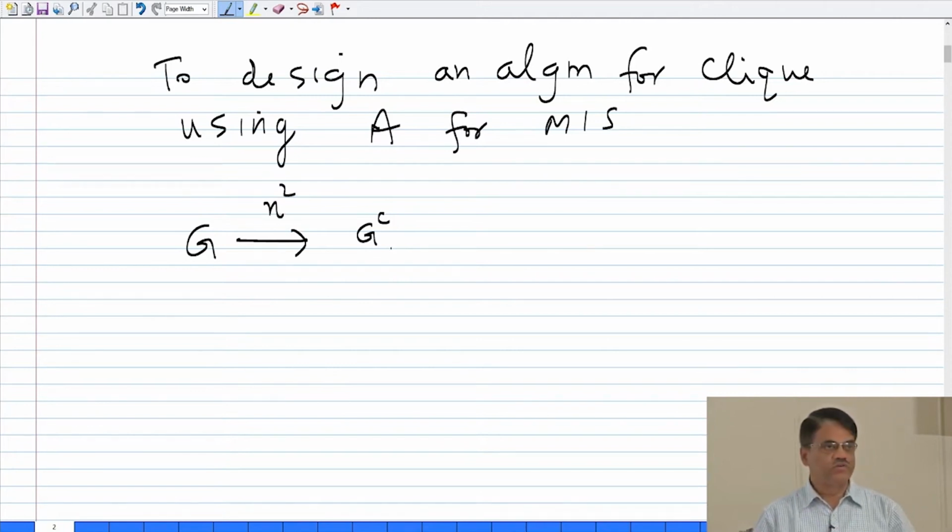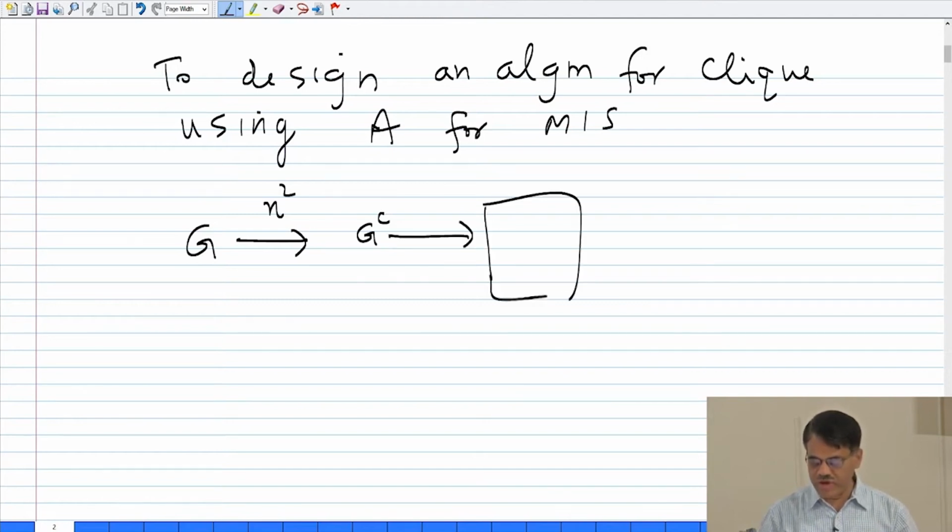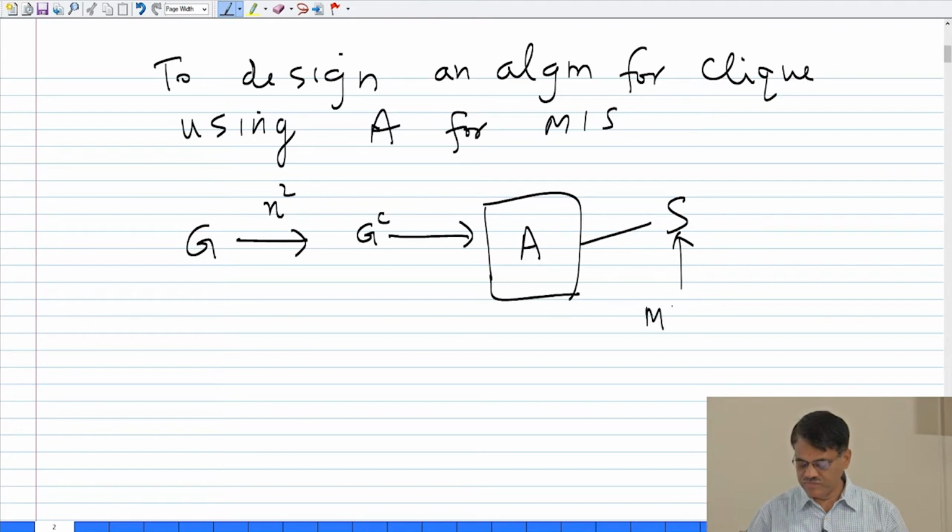And then what do we do? I feed this complement graph to my A, and A will only give me a maximum independent set. So I will say, okay, give me a maximum independent set in this graph, which is a complement graph. And if it gives me some subset S in whatever input graph, right? And that set is the maximum click in my original graph, right? So output S.